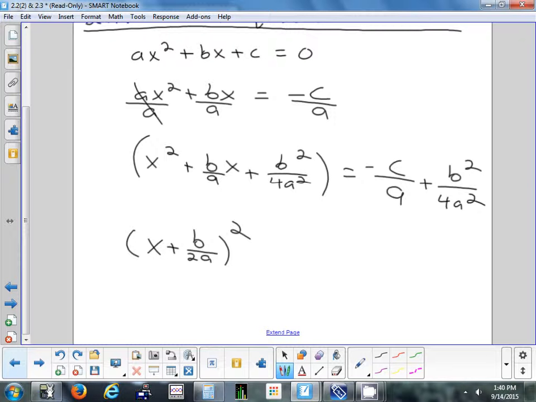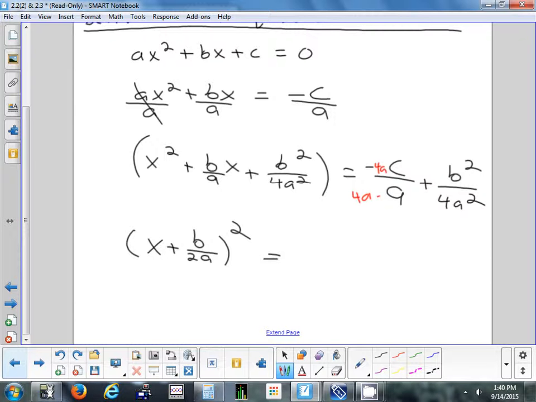Okay, and on the other side, what I would need to do is come up with a common denominator. Okay, common denominator is going to be 4a squared. Watch what happens to this fraction on the left if you make a common denominator. So, multiply by 4a, and then multiply by 4a. Anybody see something there now?